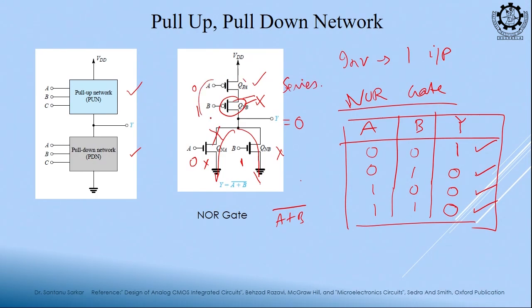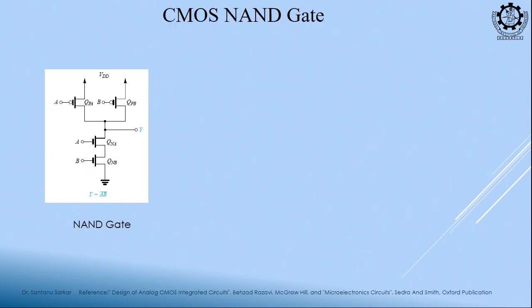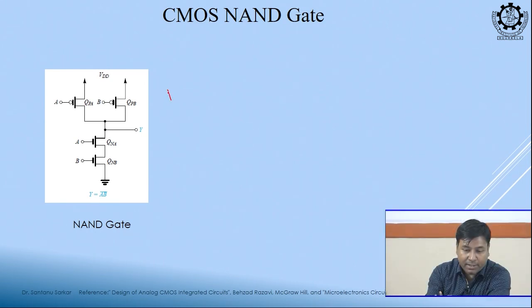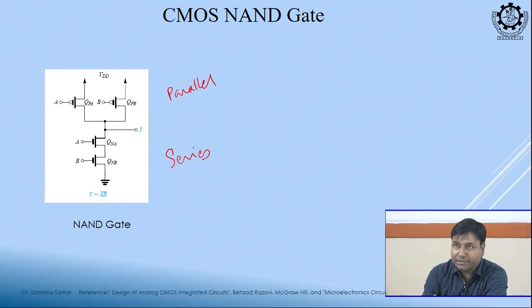So, both of them have to be 0 to connect the output to VDD, but they are in parallel. So, if any of them is 1, still it will be 0. In a NAND gate it is just the opposite: the PMOS are in parallel, the NMOS are in series. Okay. So, this is your task, you should try this.